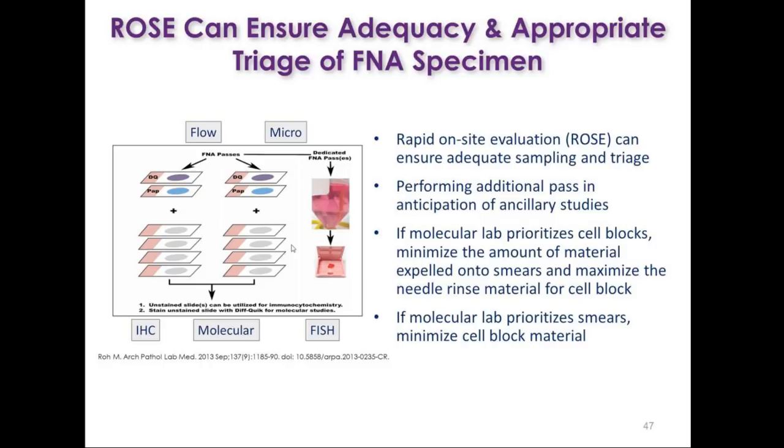So if you're in a place where your molecular lab will only test from FFPE material, or you're sending it out to a reference lab that only takes FFPE material, you want to minimize the amount of material that you put on the smear. So you establish the diagnosis, and then you maximize the needle rinse for the cell block. However, if you're at a lab where you can test from your smears, that's the only specimen where you can ensure at the time of the procedure that you're collecting an adequate sample. So you prioritize material on the smears, make sure that you have enough that you can test for your mutation analysis, your FISH testing, and you minimize the amount of material for your cell block.